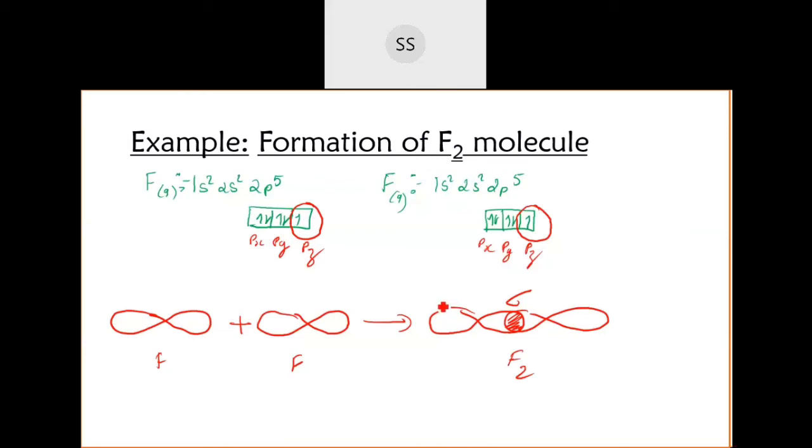If you have doubt, quickly ask me. No. Py and Pz, they don't form a bond at all, no? They are not forming a bond.